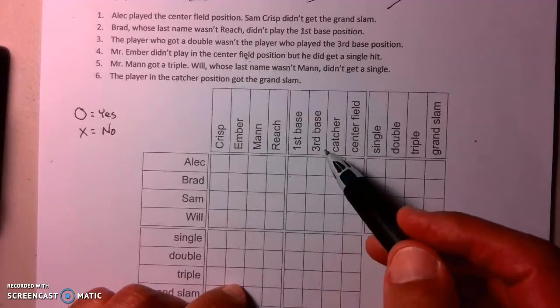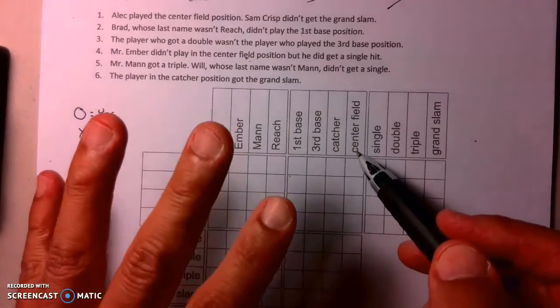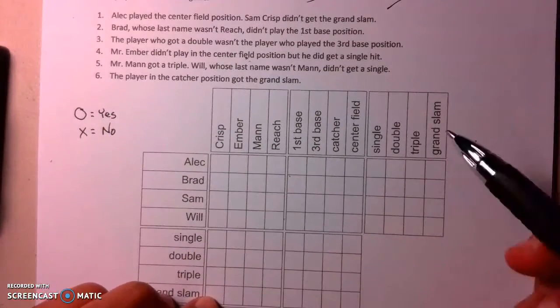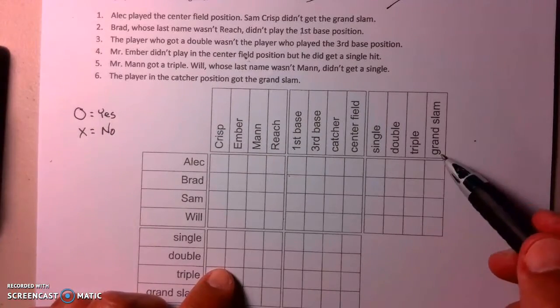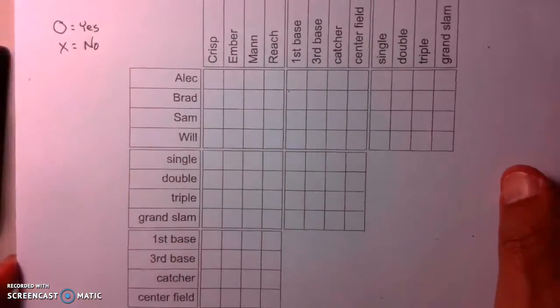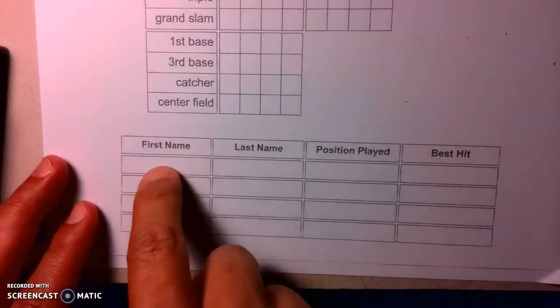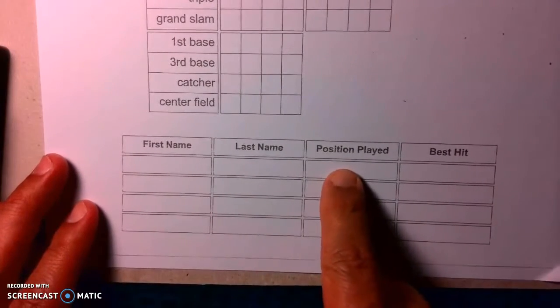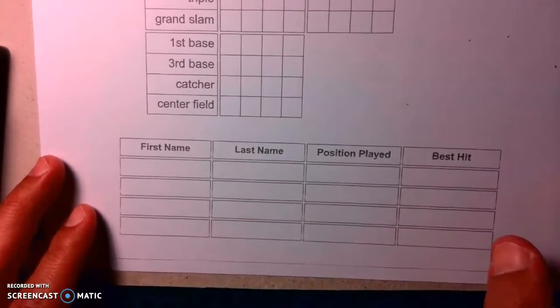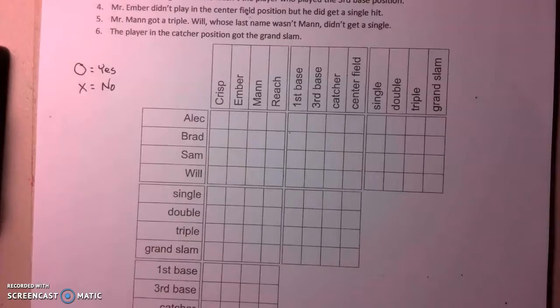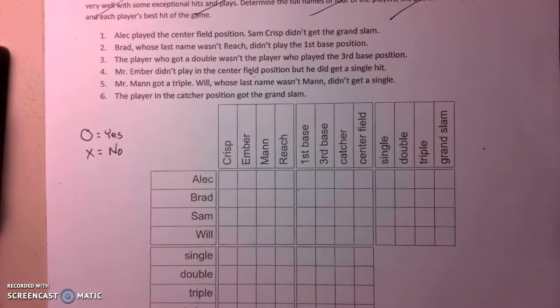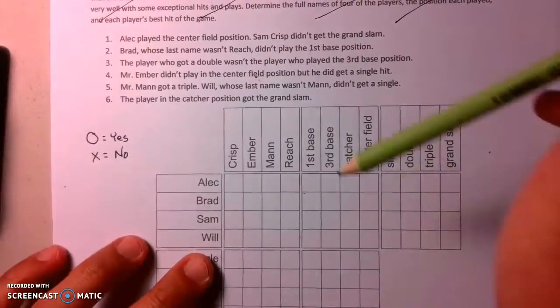Our job is to read these 6 bullet points and figure it out. Somebody played first base, third base, catcher, and center field. So those are the 4 positions of the 4 people. Somebody hit a single, double, triple, and grand slam. So your job is to, near the end, figure out who is who, first name, last name, what position did they play, and what was their best hit, whether it was a home run or a triple and so forth.